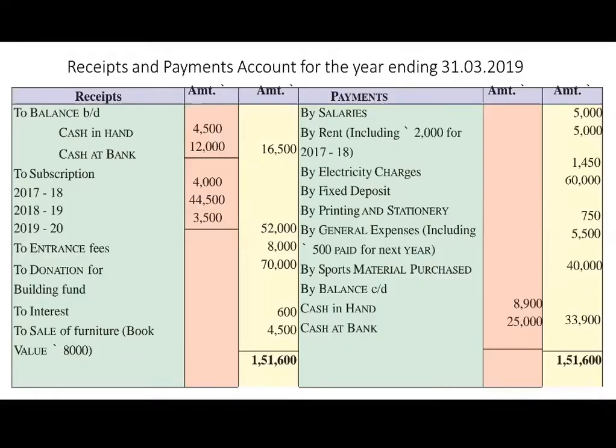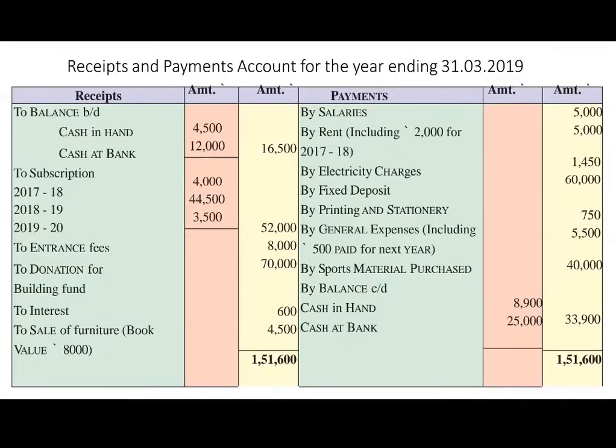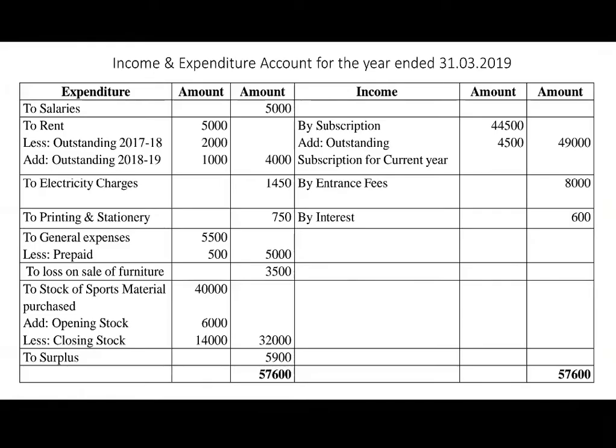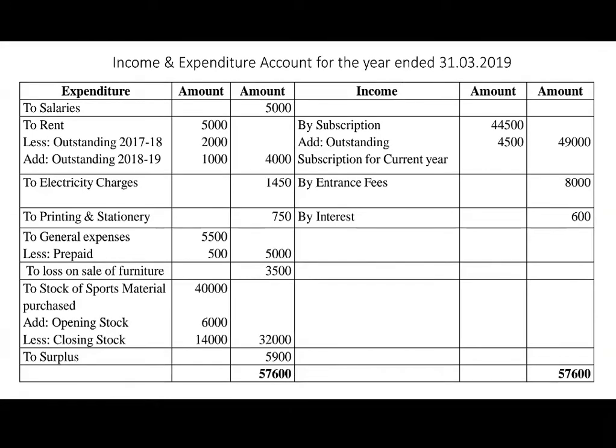Okay. Now the next item is interest. To interest is an income. So where is interest recorded? Interest is recorded on the income side. Because here on the receipt side, which means interest has been received, it will be recorded on the income side of the income and expenditure account. And because there was no adjustment, that's why you are going to write it in the second column of income. Okay, so by interest 600.